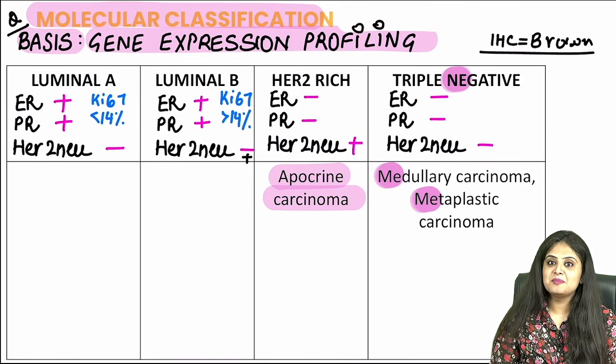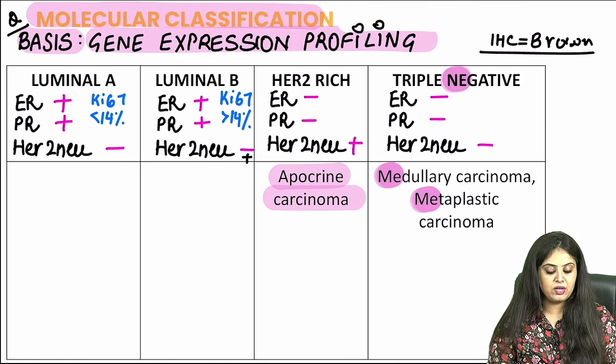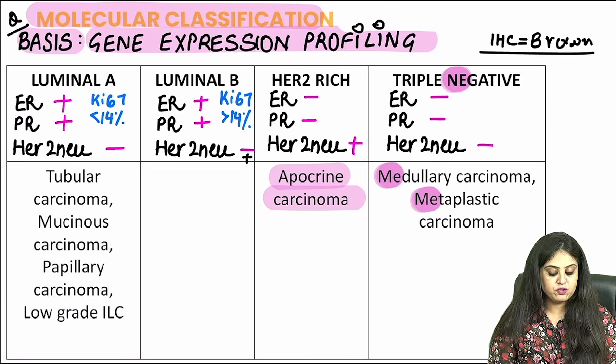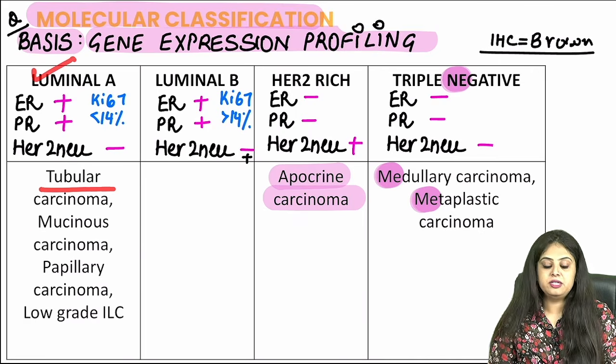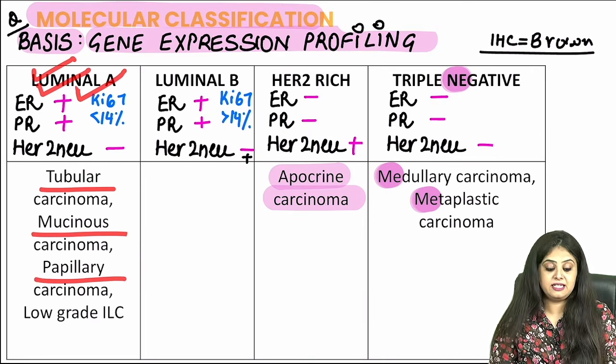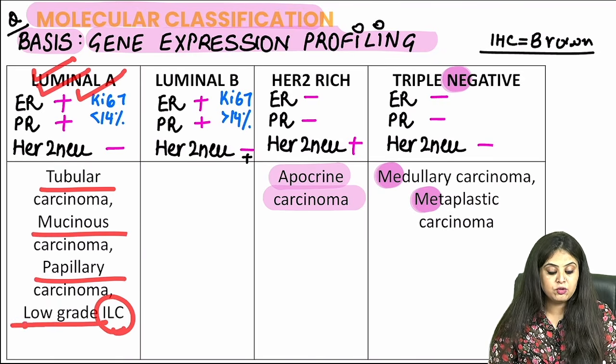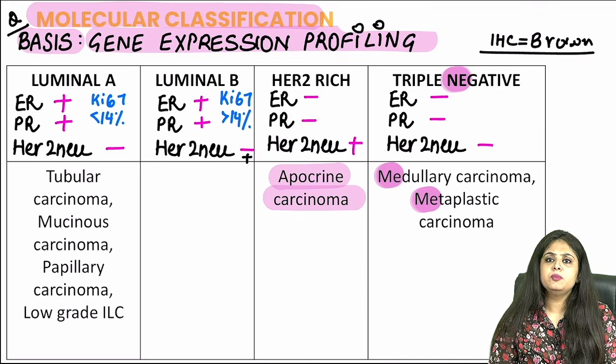After that, the dustbin category, or the most common that we call, is going to be luminal A, which means tubular carcinoma, luminal A, mucinous carcinoma, luminal A, papillary carcinoma, luminal A, invasive lobular carcinoma of the low grade type is also luminal A. Then what comes under luminal B, ma'am?